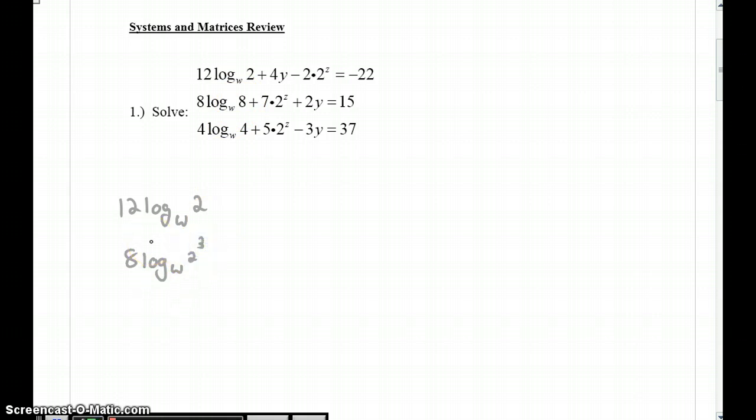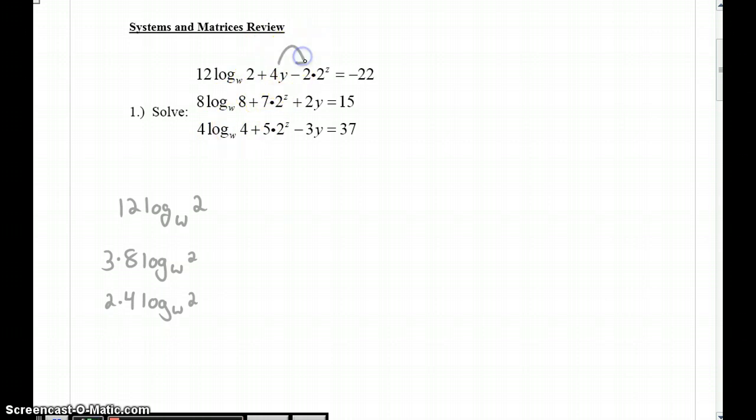Luckily, when we have an exponent inside the logarithm, we can pull it out, so it's 3 times 8 log base w of 2. We've also got 4 log base w of 2 squared. Again, same sort of rule, multiply that by 2 on the outside so we don't have that there. Now, let's deal with those.